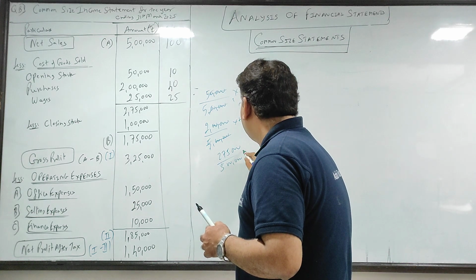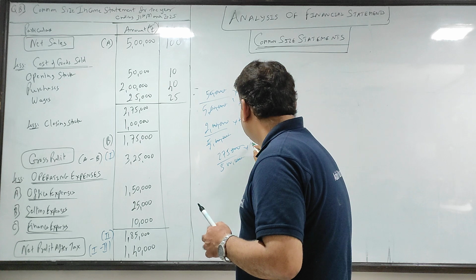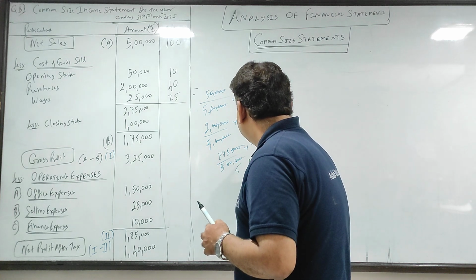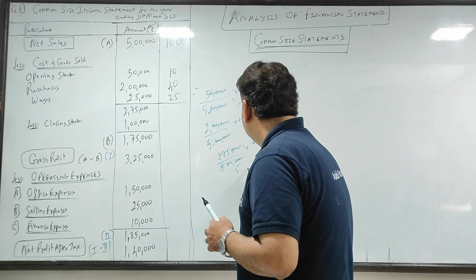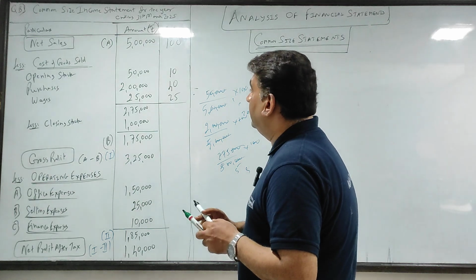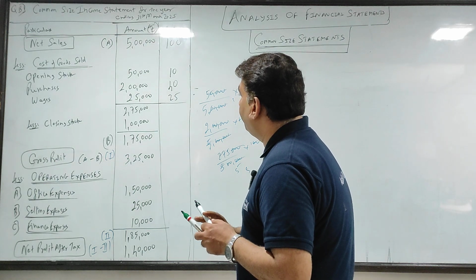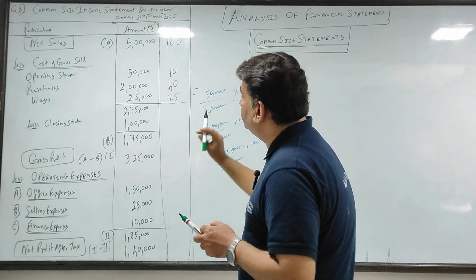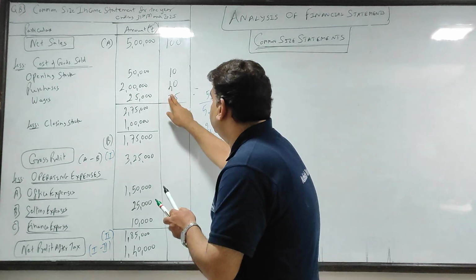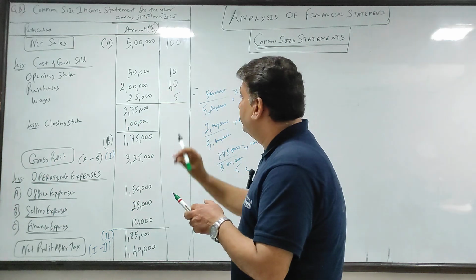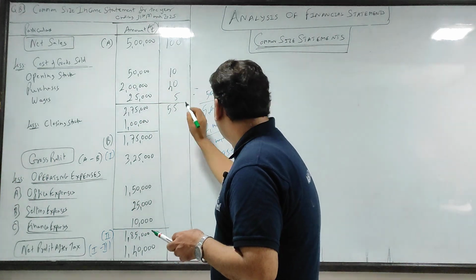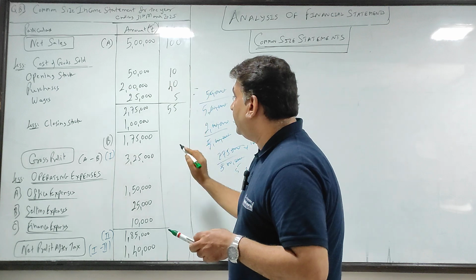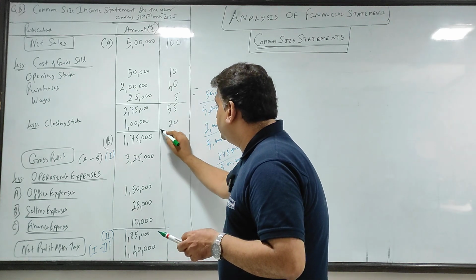divided by 5 lakh into 100. 3 zeros gone from here, 2 zeros gone from here. 5 5s are 25. Sorry, this is 5. Sorry, this was not 25. 5. So this is 55. I got here 55. 1 lakh divided by 5 lakh into 100 gives you 20.